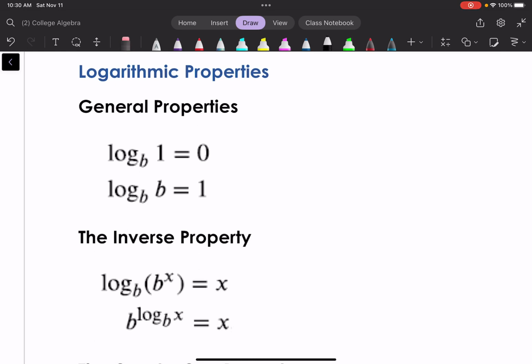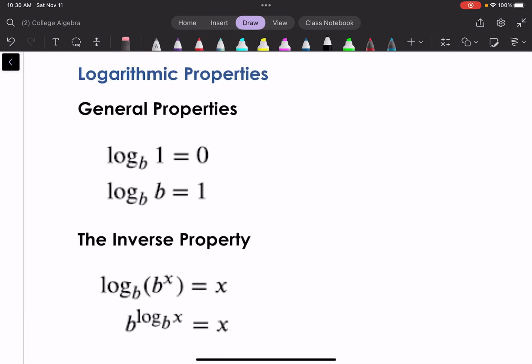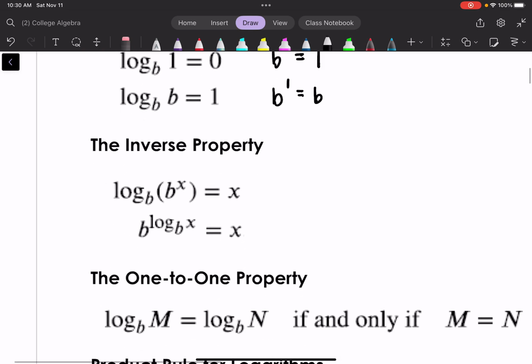So log base b of 1 is always 0. And that makes sense because b to the 0 is always 1 for any number b. And this makes sense also. Log base b of b always equals 1 because any number to the first power is just itself. So those things make sense.